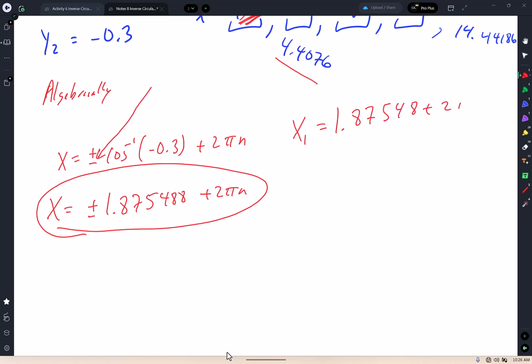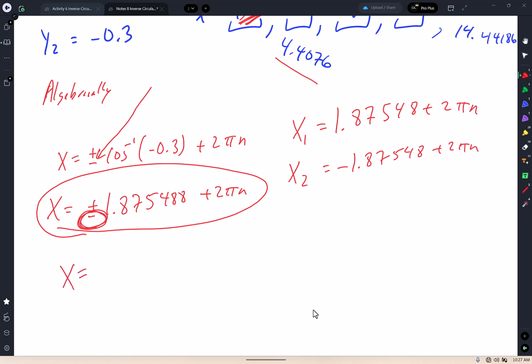1.87548 plus 2 pi n. And then on x2, instead of the positive one, I'm going to do the, what am I going to do? The negative one. Negative 1.87548 plus 2 pi n. How are we feeling so far right now, guys? All right, let's put them in order from highest to lowest. Relax, we're going to go slow.